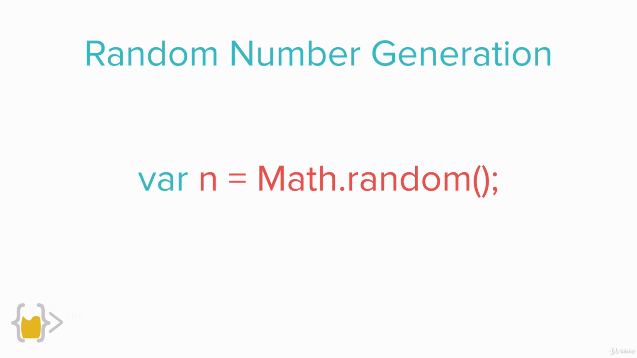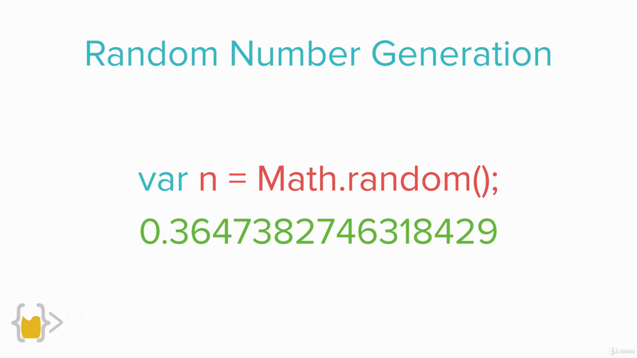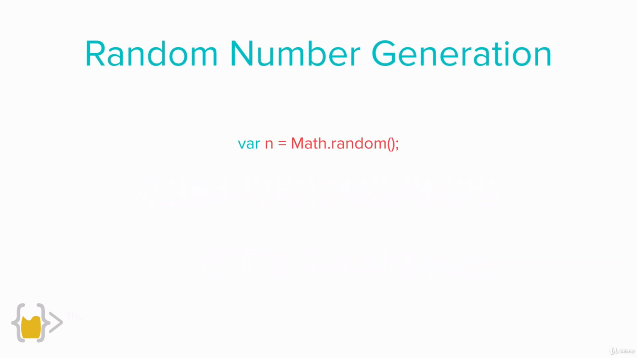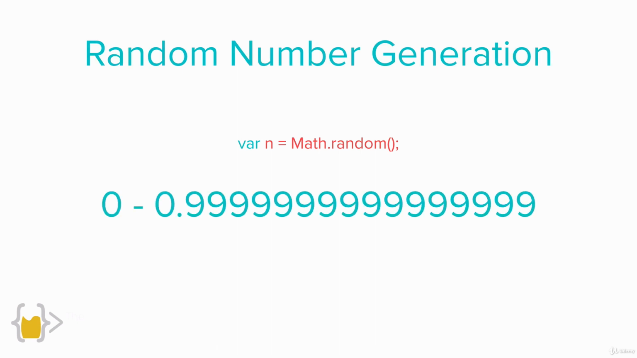So JavaScript has a really handy way of generating random numbers. As you can imagine, especially when you're creating things like games, you need a lot of random numbers to be generated. So you can do this using JavaScript by simply writing Math.random. And this is a function that generates a random number. And the random number that gets generated is a 16 decimal place number. And it can be any number between 0 and 0.9999999. So essentially, it never reaches 1.